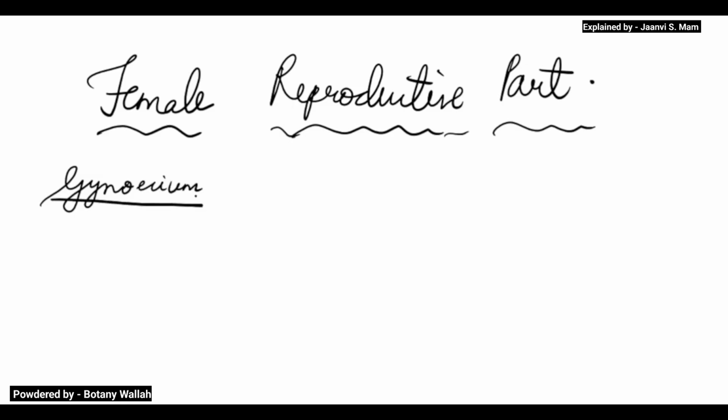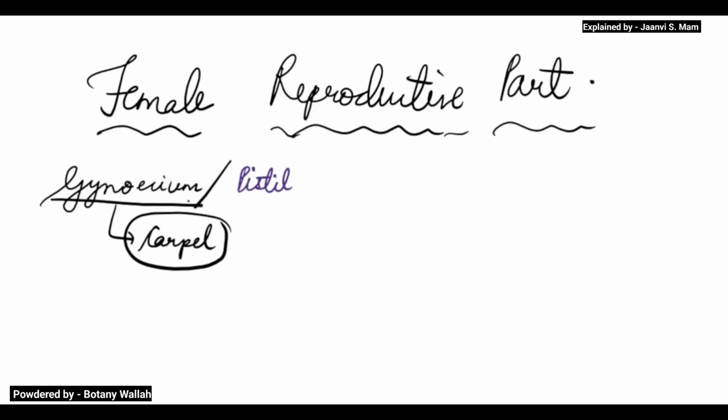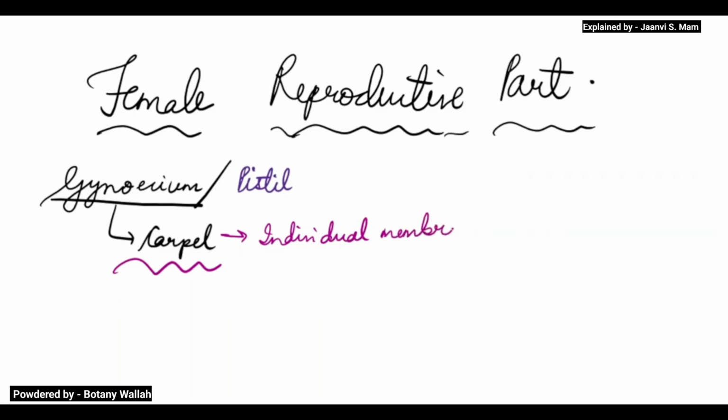Gynoecium, if I want to say a unit of gynoecium, an individual member, it is known as carpel. Okay, there is one more word for gynoecium, that is known as pistil. This is the second name for gynoecium. Carpel is nothing but the individual member. What is carpel? It is the individual member.